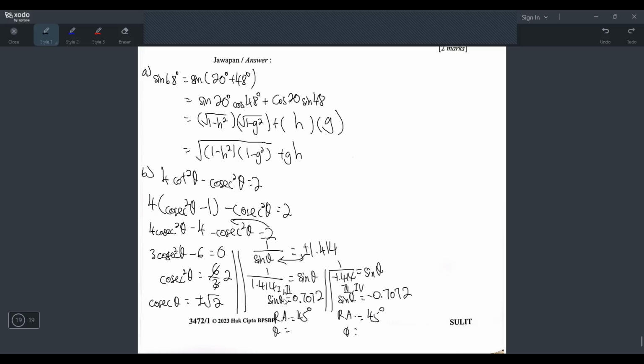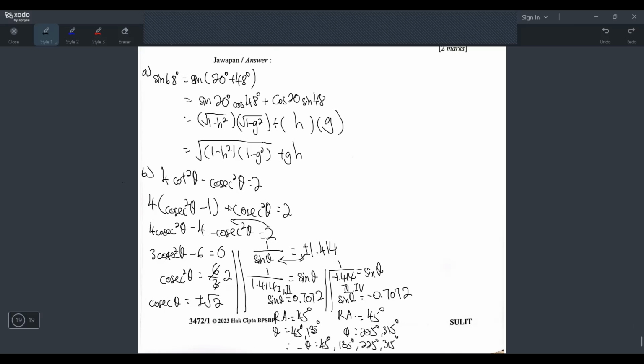Okay, how to convert to quadrant 1 and quadrant 2? Quadrant 1 you just take, quadrant 2 is 180 minus. So 180 minus 135, right? Then what about quadrant 3 and quadrant 4? Quadrant 3 is you take 180 plus, quadrant 4 is you take 360 minus. So you will end up with 225 and 315, right? 180 plus 45 is 225, 360 minus 45 is 315. So your final answer will be all these answers combined, which is 45, 135, 225, 315.